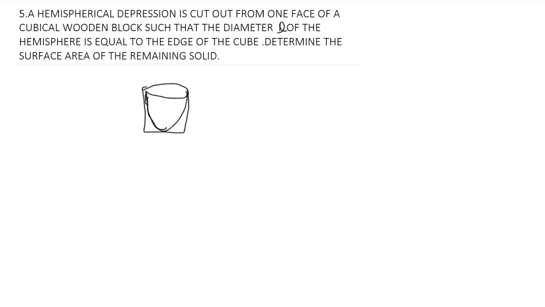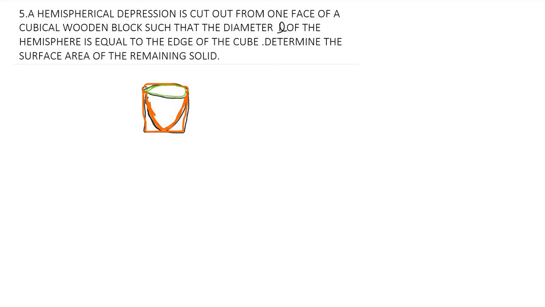First of all, how will you find this, children? We are going to take the TSA of the complete cube, and then we are going to take the CSA of this hemisphere, and then we are going to subtract the circle from that.